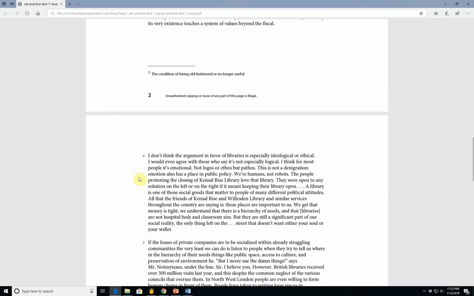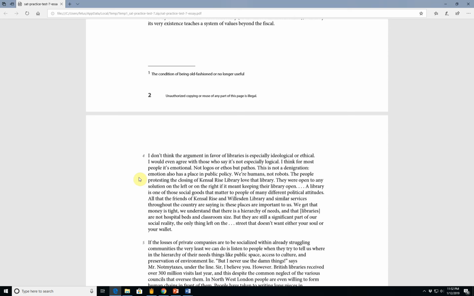I don't think the argument in favor of libraries is especially ideological or ethical, and I would even agree with those who say it's not especially logical. For most people, I think it's emotion, not logos or ethos, but pathos. Here we go. This is not a denigration. Emotion has a place in public policy. We're humans, not robots. The people protesting the closing of Kensal Rise Library love that library. They're open to any solution on the right or the left, if it meant keeping their library open.